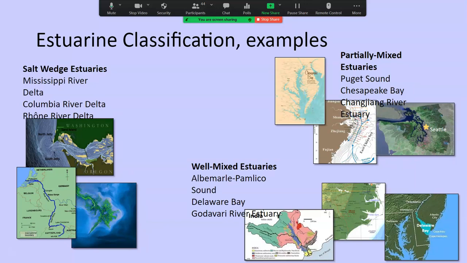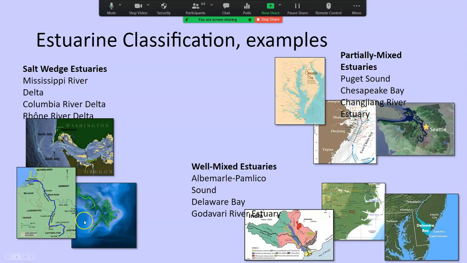So to give you some examples of estuaries with these different classifications, we have salt wedge estuaries, which are typical of the Mississippi River Delta, the Columbia River Delta, and the Rhone River Delta. So that would be like the Rhone River that runs through Europe. Those would be some classic examples.